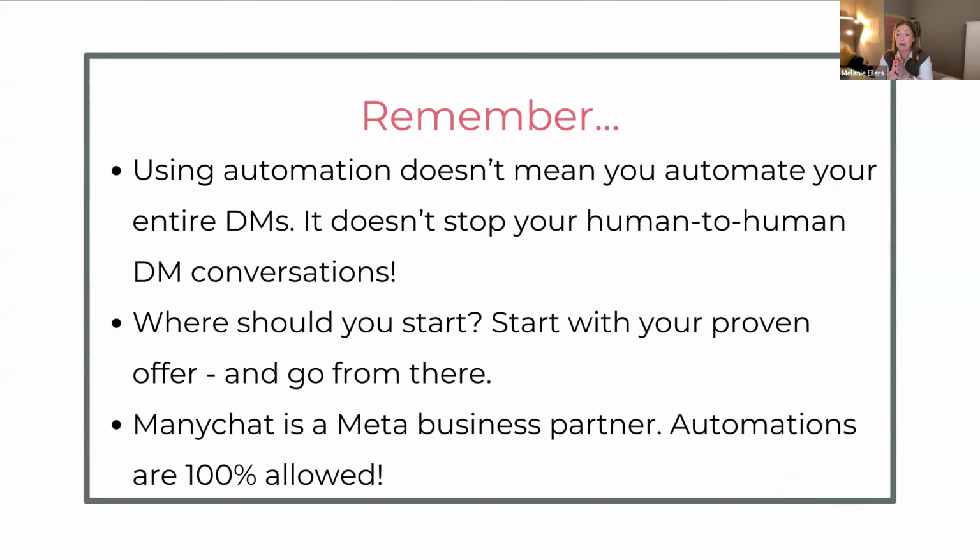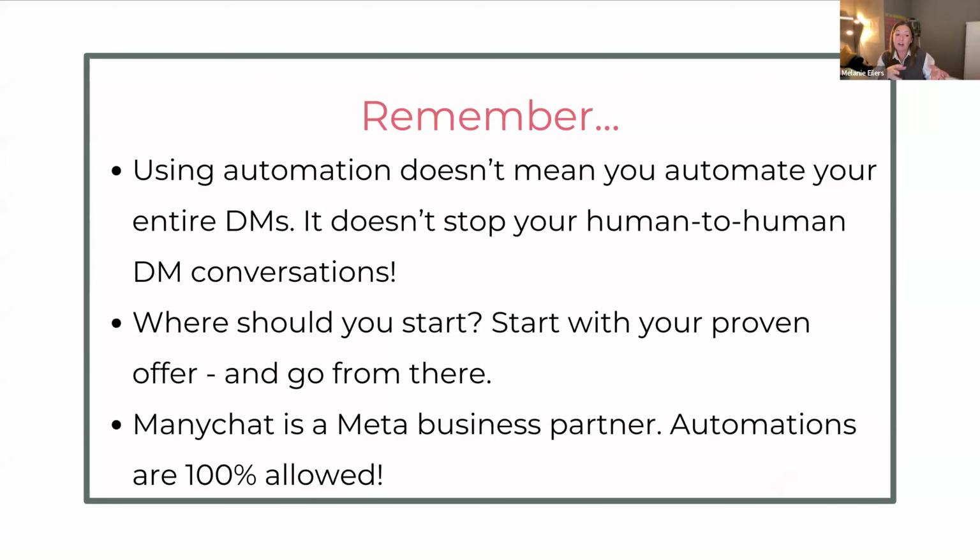But I want you to remember, as small and mighty businesses, this is really key, and it's really important to know. Using automation doesn't mean that you've automated your entire DMs. It doesn't stop your human to human conversations. So I myself only use it for webinar signings and lead magnets. Everything else in my DMs, I'm a smaller account, I can manage my human conversations. So it doesn't stop people sending you a human message, which will enable you to reply as a human.